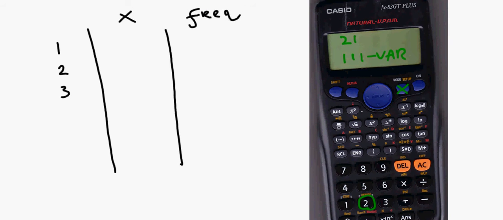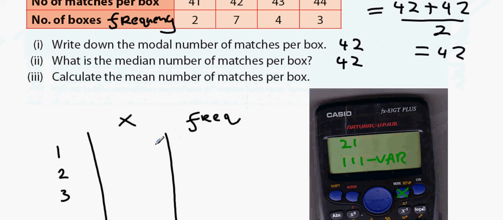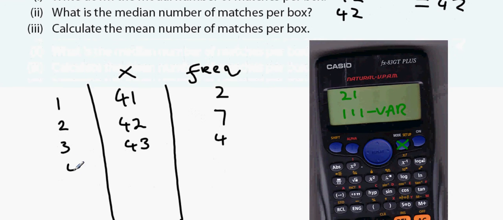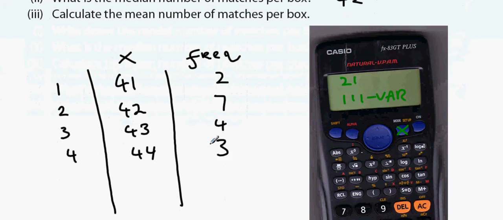So the first one is going to be 41. We had 41 matches, and this happened twice. The second one's going to be 42, and this happened 7 times. The third one's going to be 43. This happened 4 times, and 44, which happened 3 times. So you just input that into your calculator.